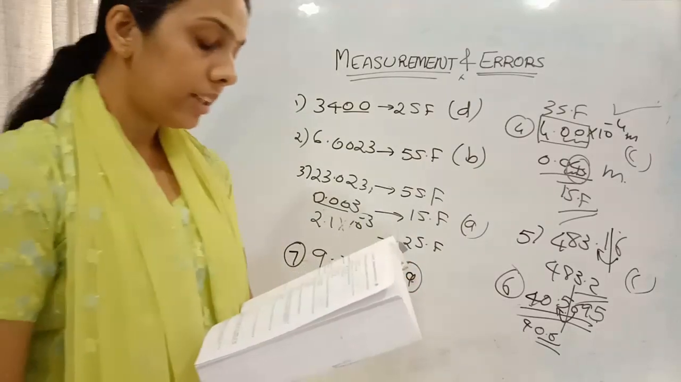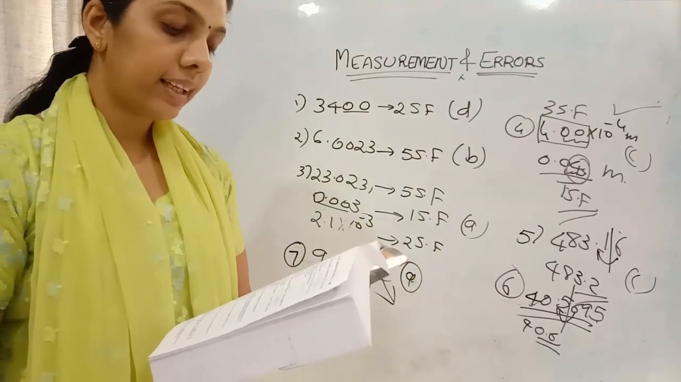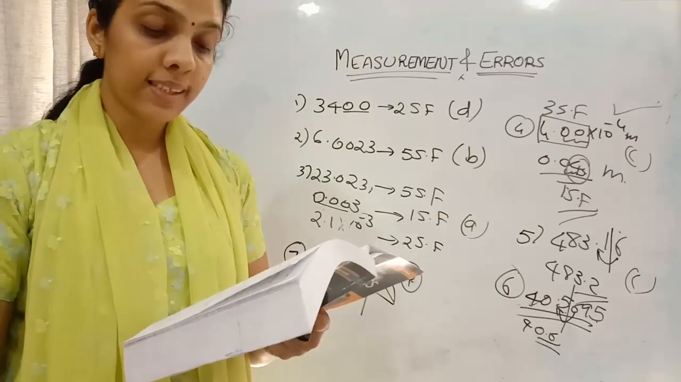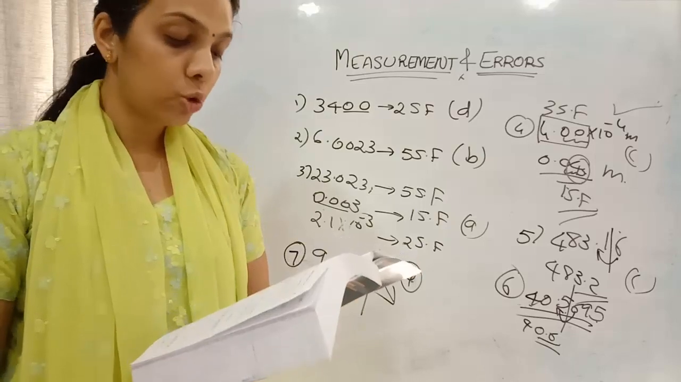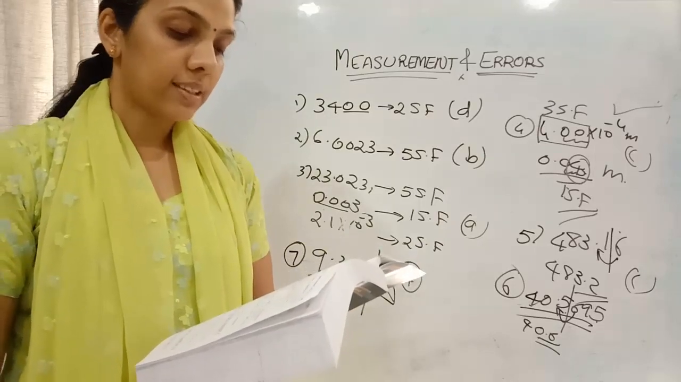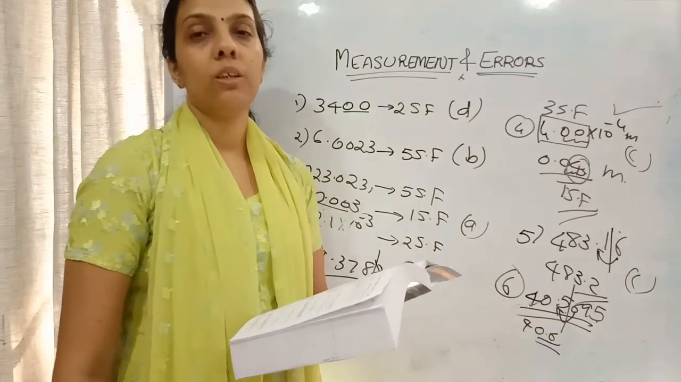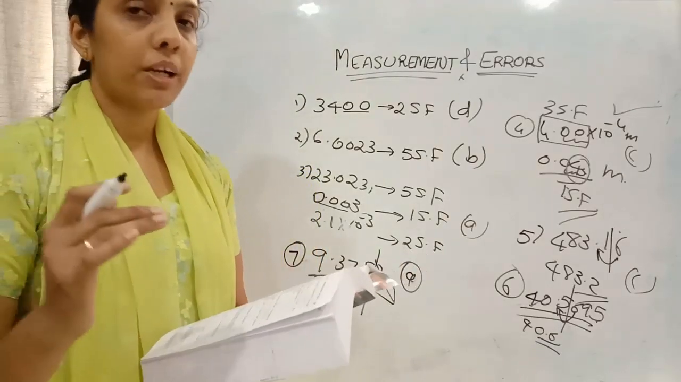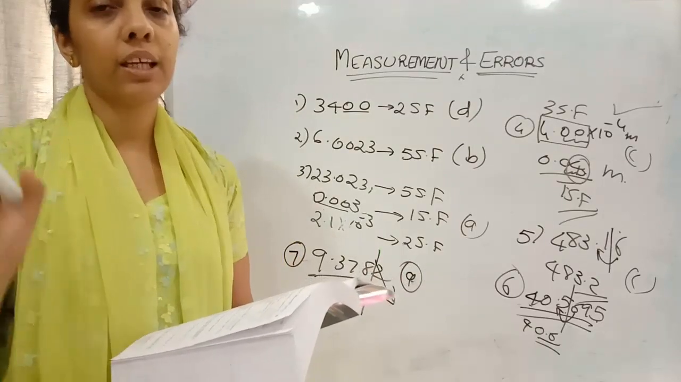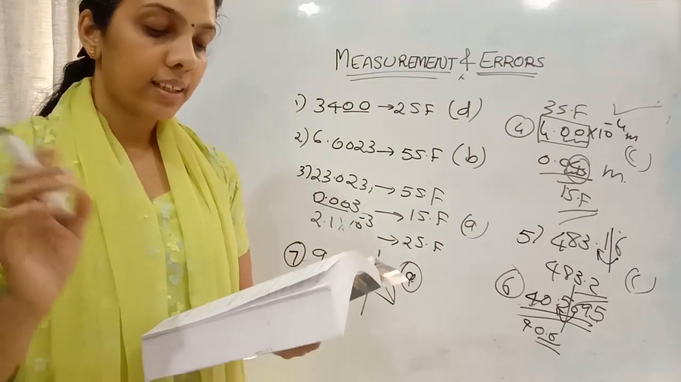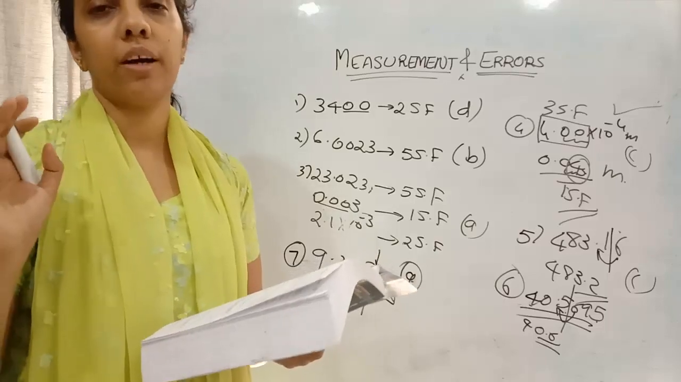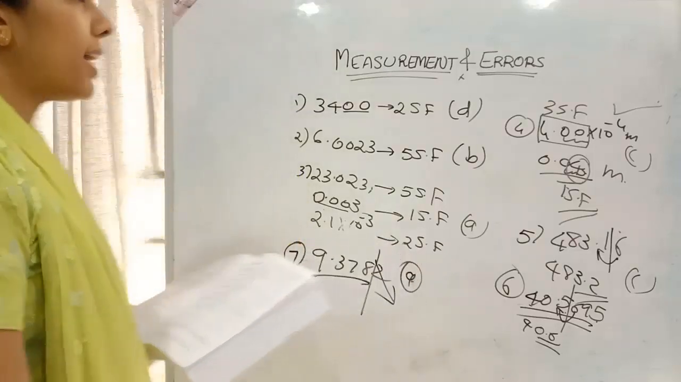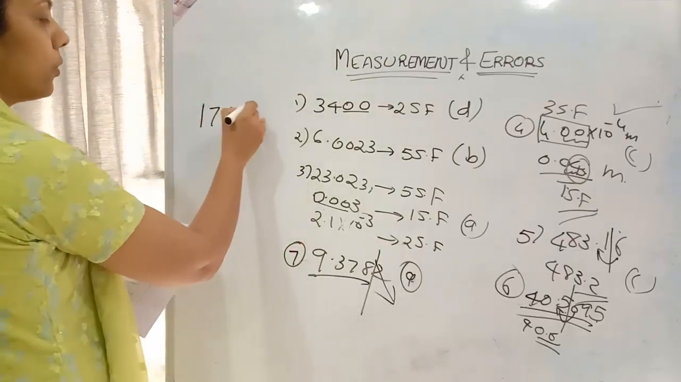Then moving to the 8th question. The length, breadth and thickness of a block are given by L equals 12, B equals 6 and T equals 2.45 centimeters. Volume of the block. Volume, how will we find out? Length into breadth into height. Right? So multiplication means the minimum number of significant figures should be retained. Here in 12, 6, 2.45, the minimum is 1 significant figure. When we multiply, we will get the answer like 176.4.